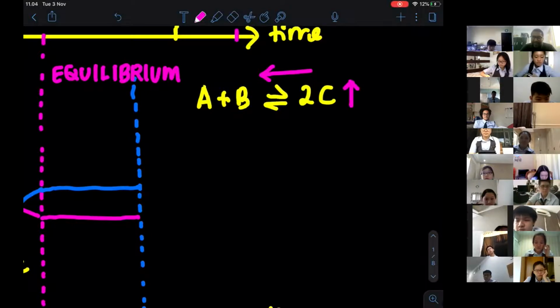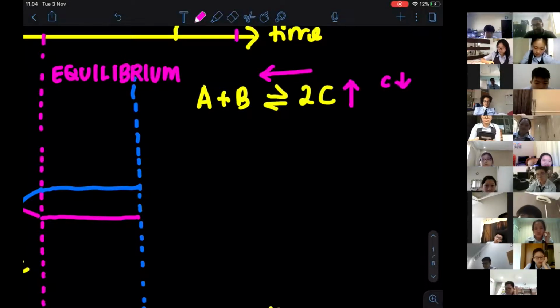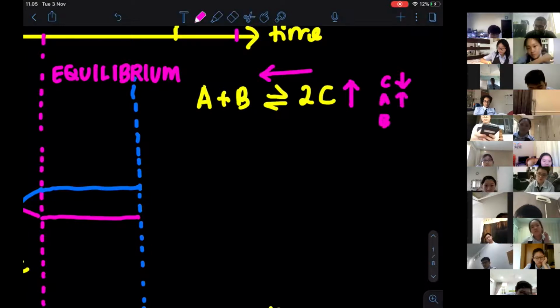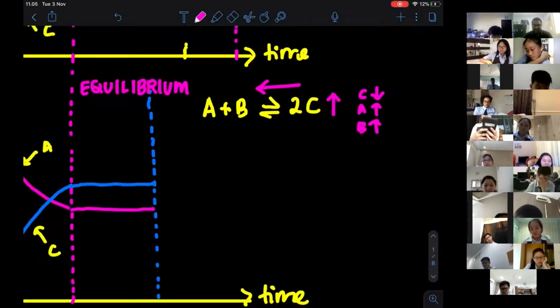So in that process, what will happen? The C will become lesser, not really less than the original position, but it will become lesser. At the same time, A will increase, B will increase. Let's try to show that here.